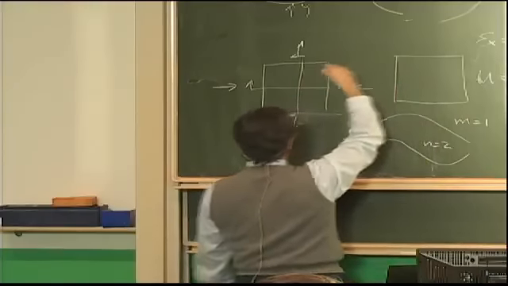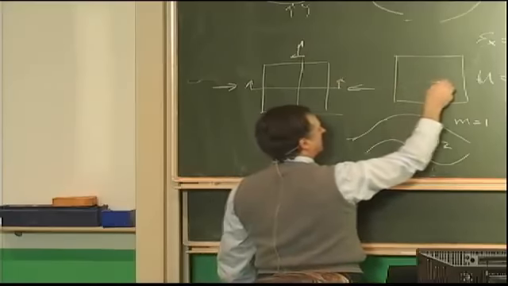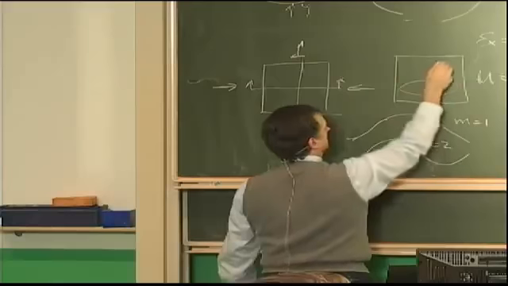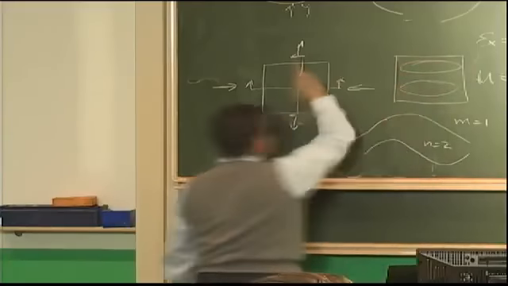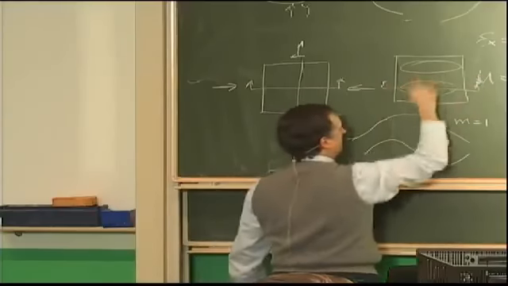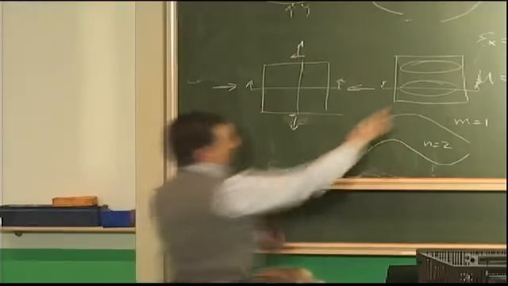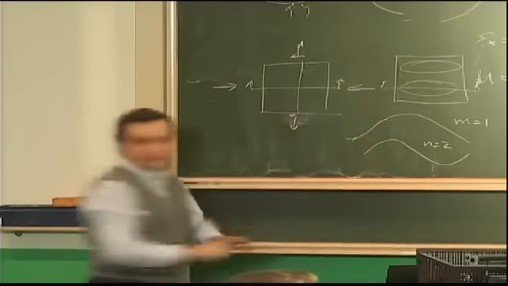How do I draw this? I have two half waves. It would look like this. So I have two half waves in this direction, and at any location, wherever I am, I would find one half wave. Now, if these are two, one is coming towards us and one is going away. So M is the number of half waves in the X direction, N is the number of half waves in the Y direction.